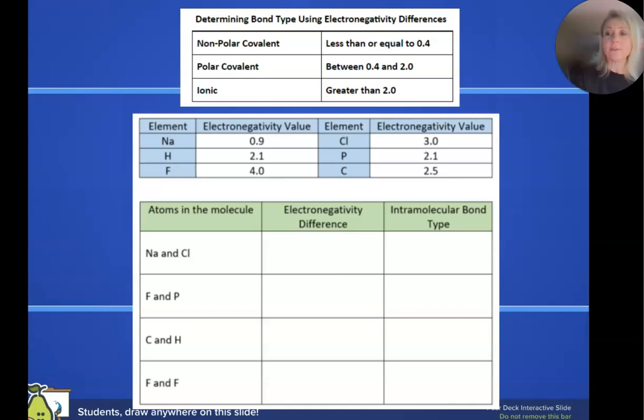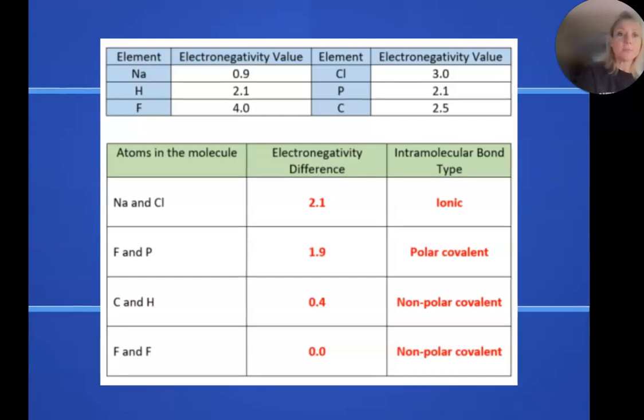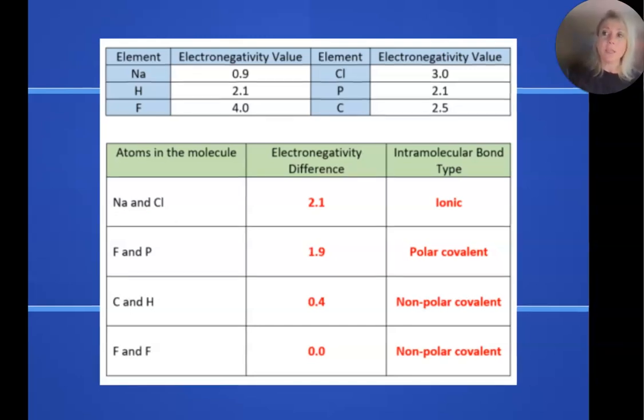All right, now that you have those answers, let's check them and see how you did. There you go. So for this one, especially between sodium and chlorine, this one you could just look at it and know that it's ionic because you have a metal and a nonmetal, and that automatically gives you an ionic bond.